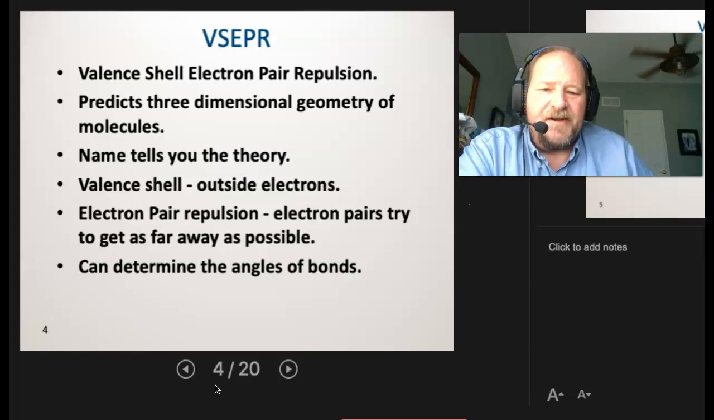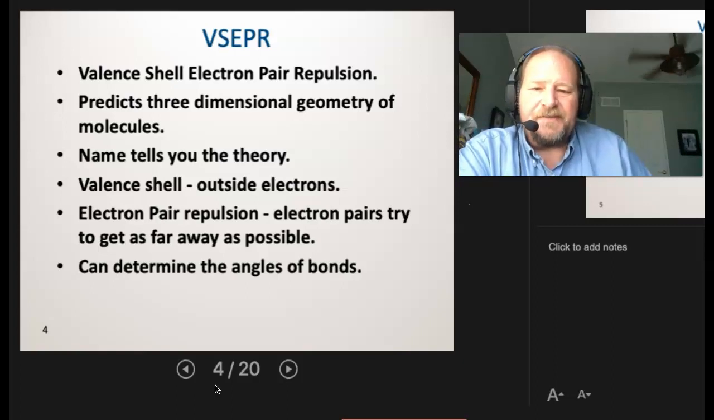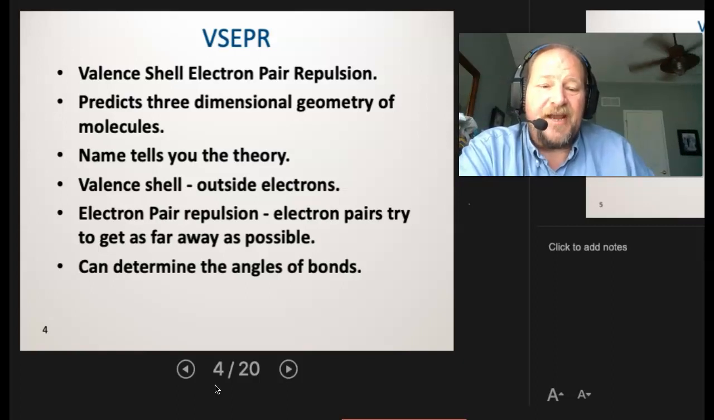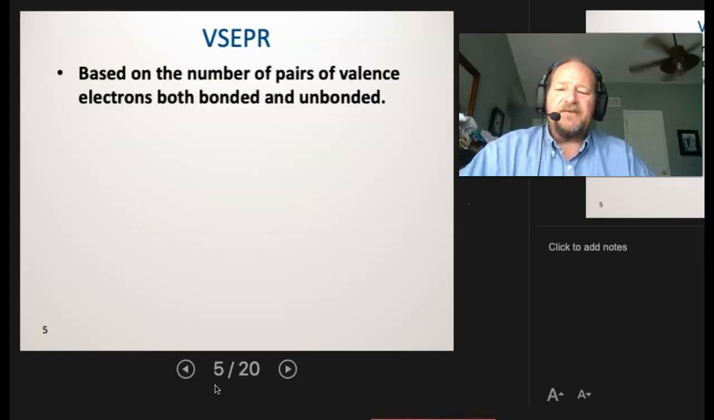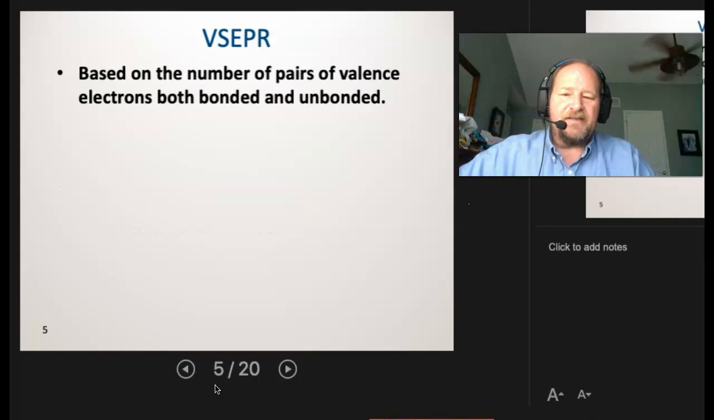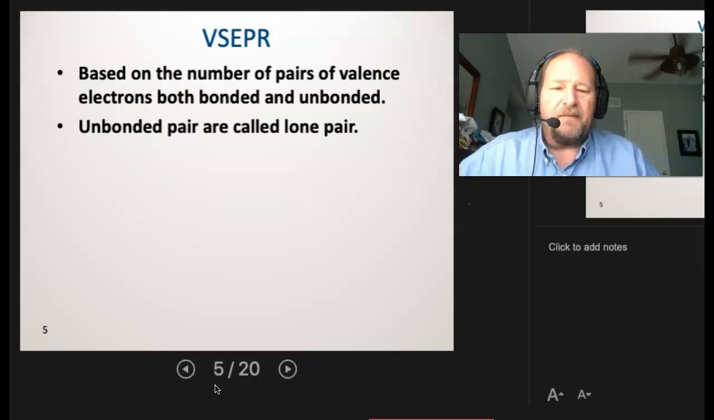From that repulsion, we can then calculate the angles of the bonds. I'm not going to worry about the numbers, but you are going to have to worry about shapes, because some shapes will actually cancel the effect of polarity. So it's based on the number of pairs around the valence electrons, both bonded and unbonded. Remember, an unbonded pair is called a lone pair. We're not new to that.